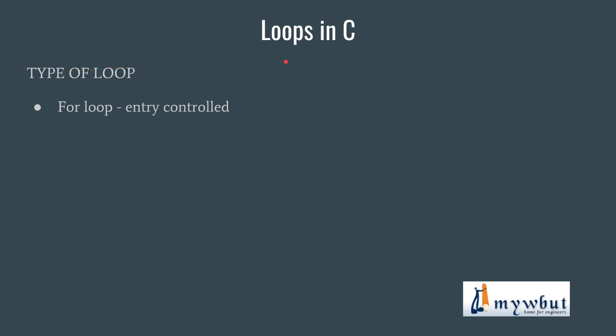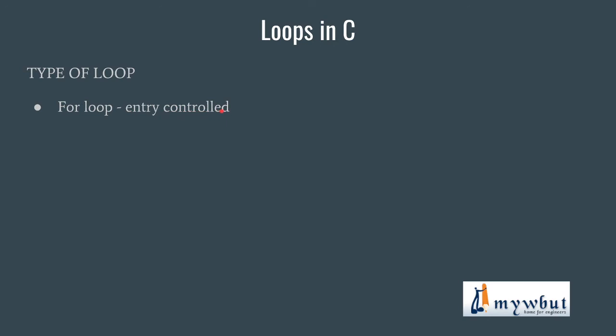So C essentially supports three types of loops, that is the for loop, while loop and do while loop. The functionality of all the three loops is more or less the same. They perform the same task, but there are a few tweaks here or there. So first of all, let's discuss the for loop. The for loop is an entry controlled loop.